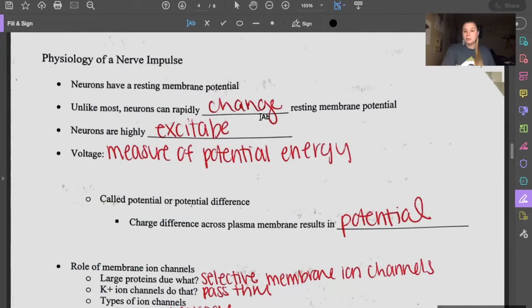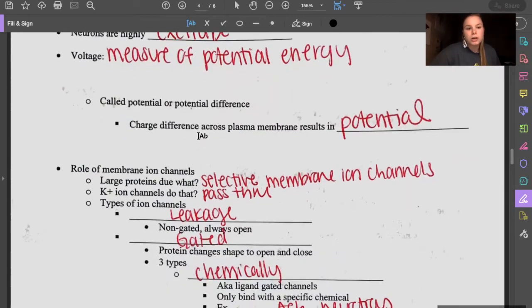Neurons are highly excitable, we know that, okay? And they measure things in voltage, which is just a measure of potential energy, right? If we have a lot of negative charge over here and a lot of positive charge over here, we have a really high voltage because we have a lot of potential energy because there's two attracting forces really close together. It's just the difference in potential energy across the distance is voltage. Okay, so it's called a potential or potential difference, okay?